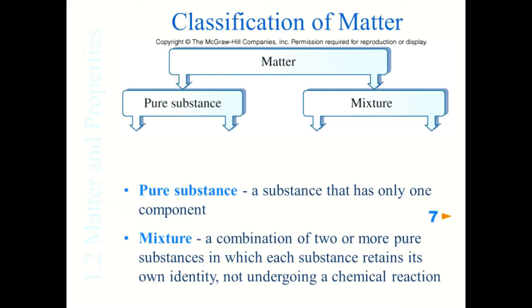Okay, I have some white pages. Classification of matter. So, matter is classified into two categories. It is either a pure substance or a mixture. A pure substance is a substance that has only one component. Now, that is not to say that it is just an element. A mixture is a combination of two or more pure substances. So I take pure things, I put them together, and now it's a mixture.